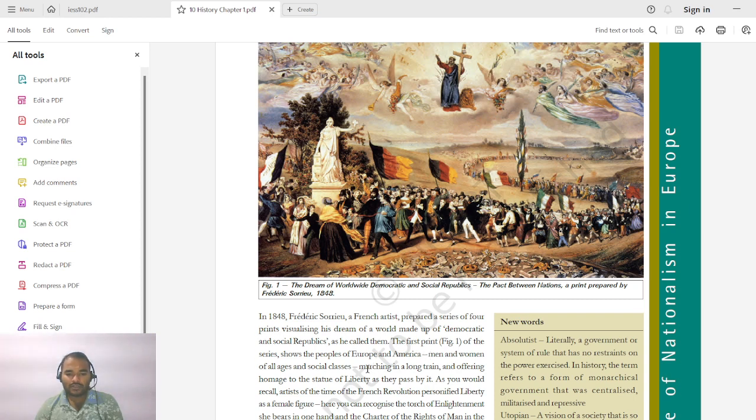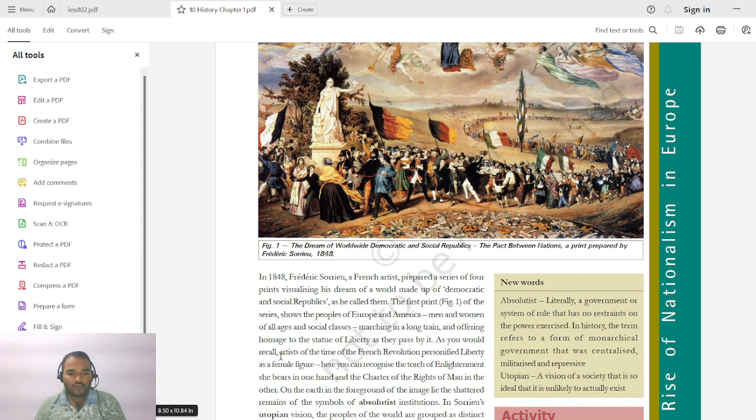What is happening is they are marching in a long train and offering homage to the Statue of Liberty as they pass by. So you can see over here there is a Statue of Liberty, and all these people, while walking past the Statue of Liberty, are paying their homage, bowing and saluting the Statue of Liberty as a way of respect.